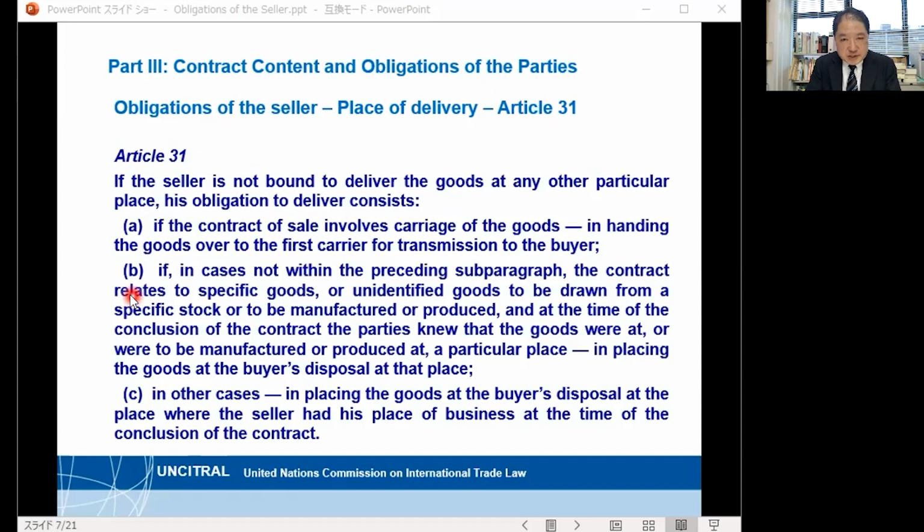The first question is the place, where, and how, the modality of delivery. The place and modality of the delivery is the first question, and Article 31 is the provision that we look at. This is a long provision, but to make it simple, it is helpful to make a distinction between international sale of goods.